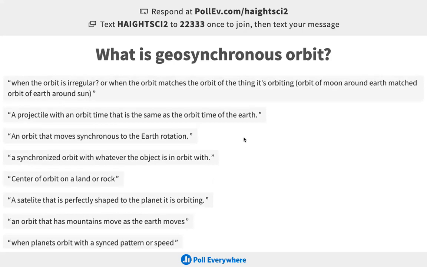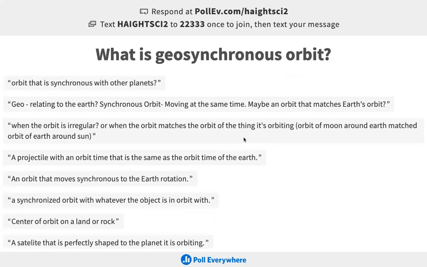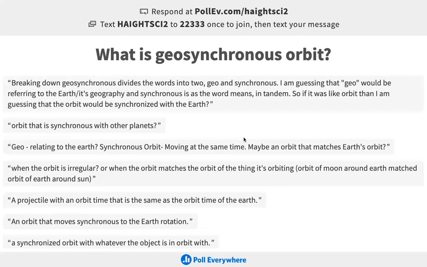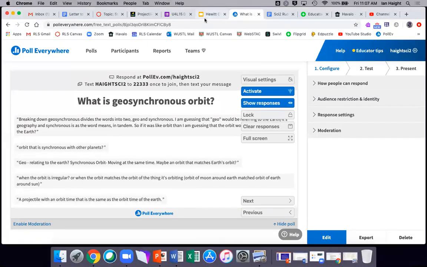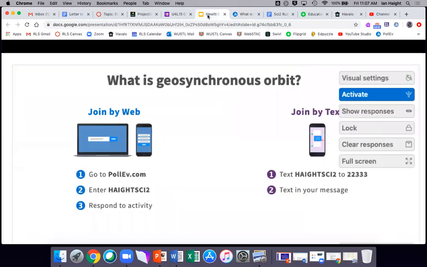A projectile with an orbit time that is the same as the orbit time of Earth. Good. Those are both good descriptions. Orbit is irregular, maybe. Geo-related Earth synchronous, moving at the same time. Nice. I like that you guys are breaking down these words here in tandem. Good definition for synchronous. We definitely had some good descriptions there. And you guys are getting at the right thing, that it has to do with when the orbit of a satellite matches Earth's rotation.